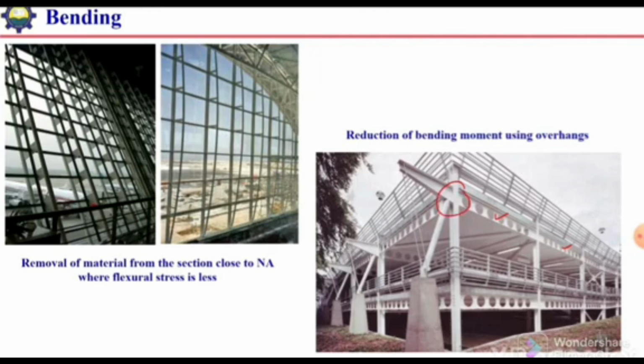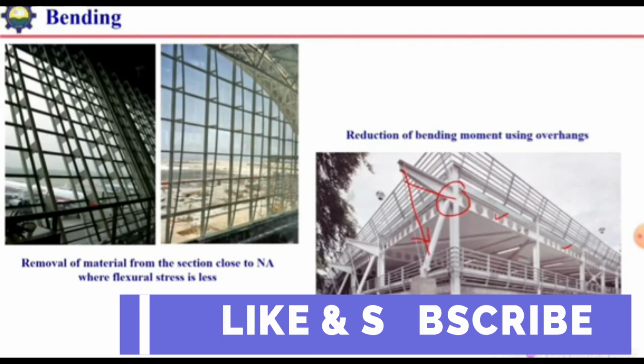We can make it continuous by extending this beam and adding some overhangs. And we have applied this force in this direction at the end of the overhang, and this will make this internal support a continuous beam. So by just changing the end condition, we have reduced the bending moment. As a result, the required section will be less.